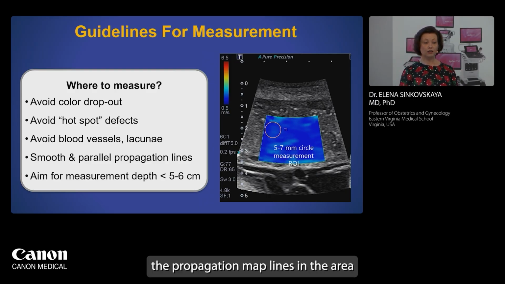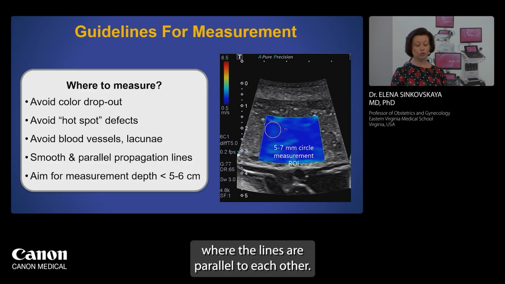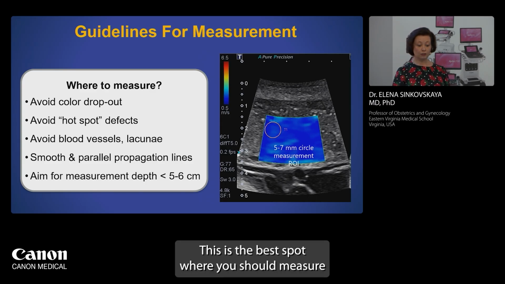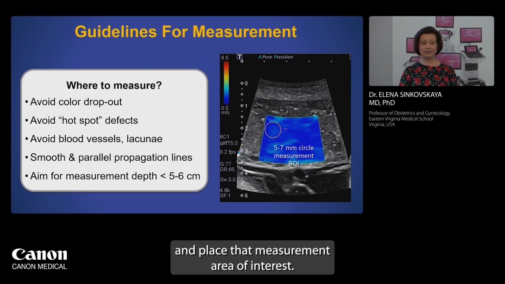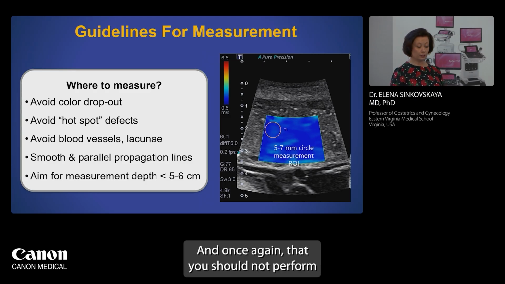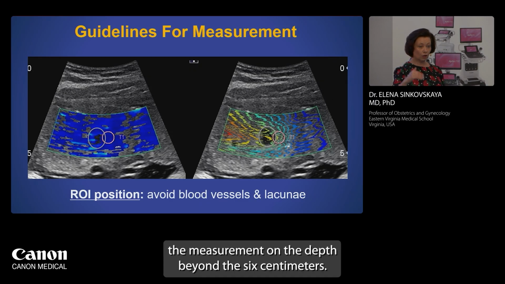You can use the propagation map lines in the area where the lines are parallel to each other. This is the best spot where you should measure and place that measurement area of interest. And once again, you should not perform the measurement on the depth beyond 6 centimeters.